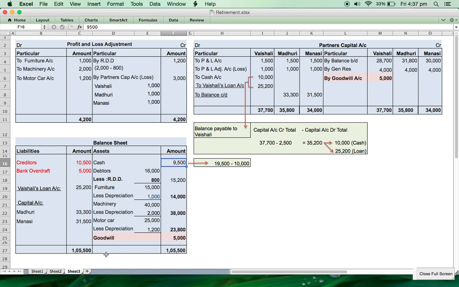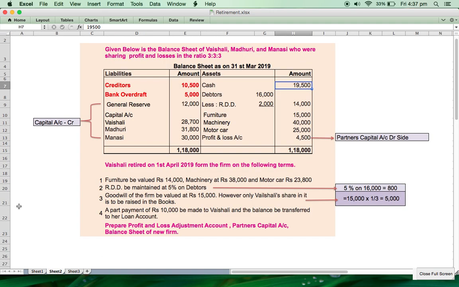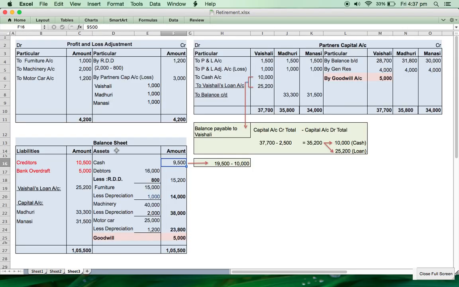Now after doing all these adjustments, we are going to check our old balance sheet and we will find out if there are any assets or liabilities which are unaffected by all these adjustments. If we see, there are two liabilities, creditors and bank overdraft, which are not affected by these adjustments. So we are going to write these liabilities as it is in our new balance sheet. So creditors, outer column 10,500 and bank overdraft, outer column 5,000. So after doing all these things, your balance sheet will tally at 1,05,500.